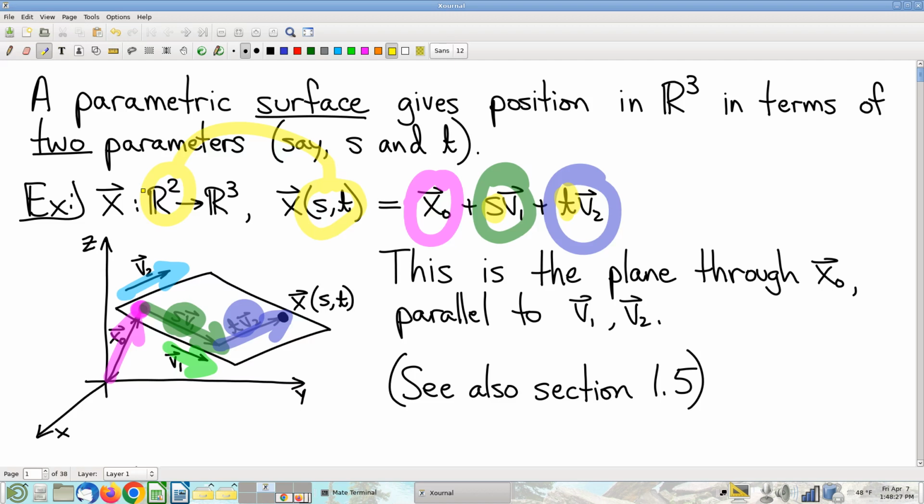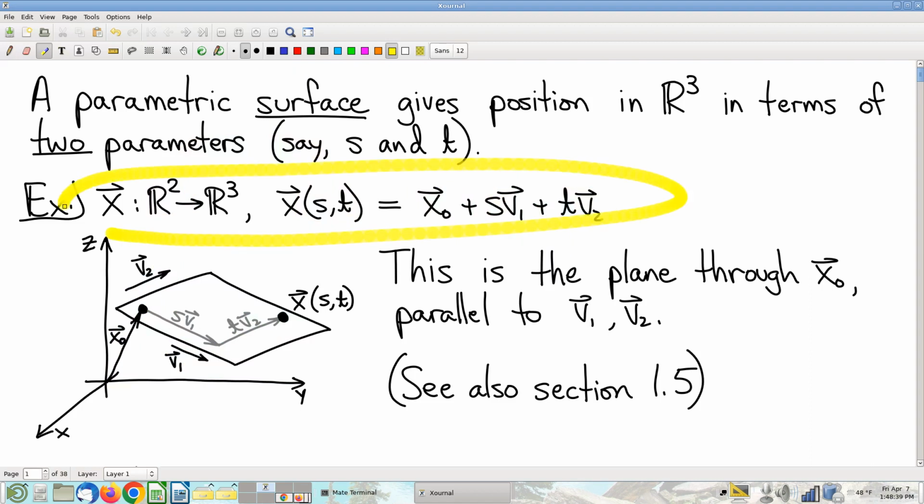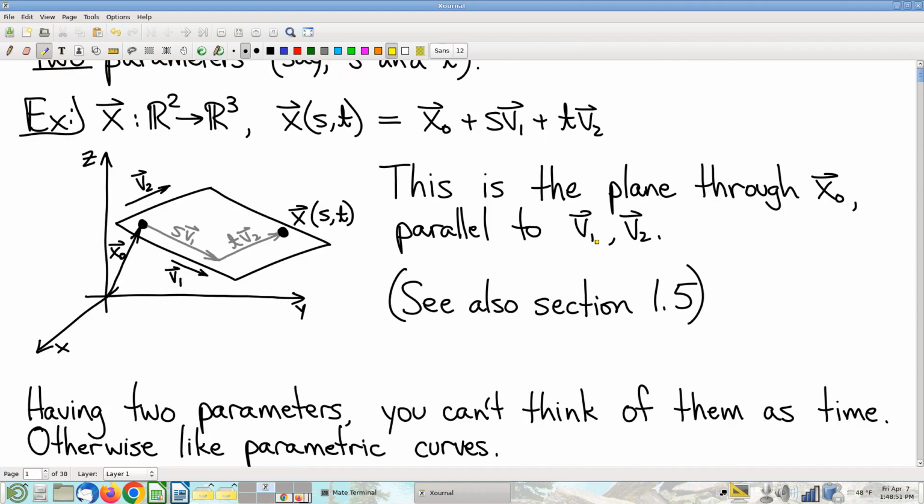Okay, so I hope this is a reasonable idea, and the function that we end up with here, we call this a parameterization of the plane. Okay, all right. So that's a first example. Now I've got a bunch of other examples. Getting ahead of myself.